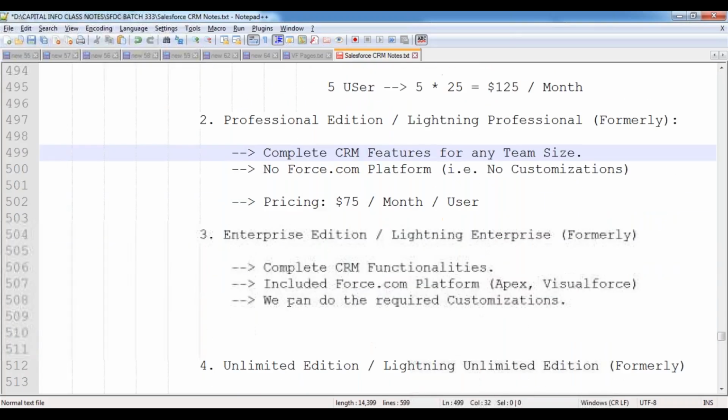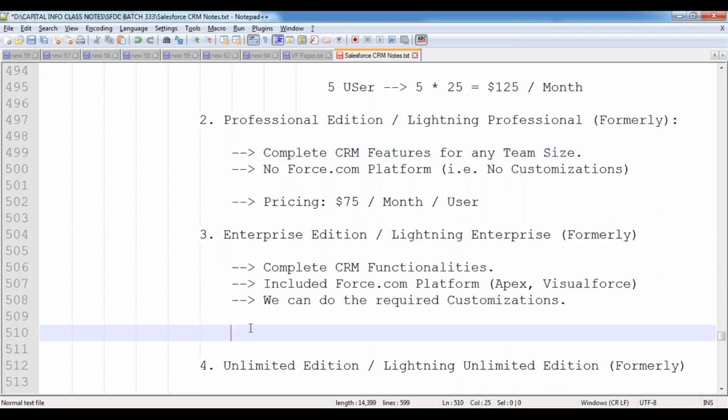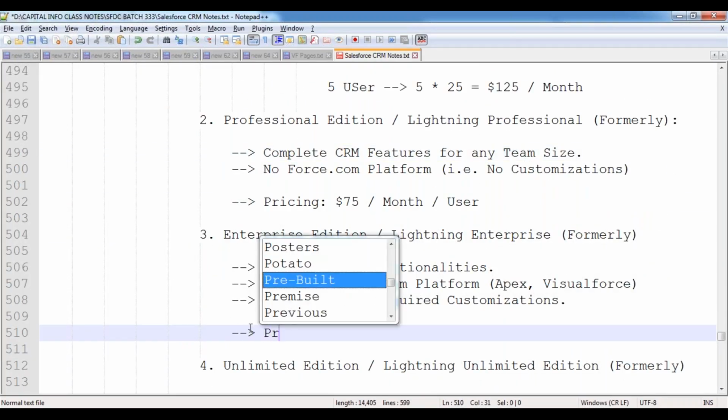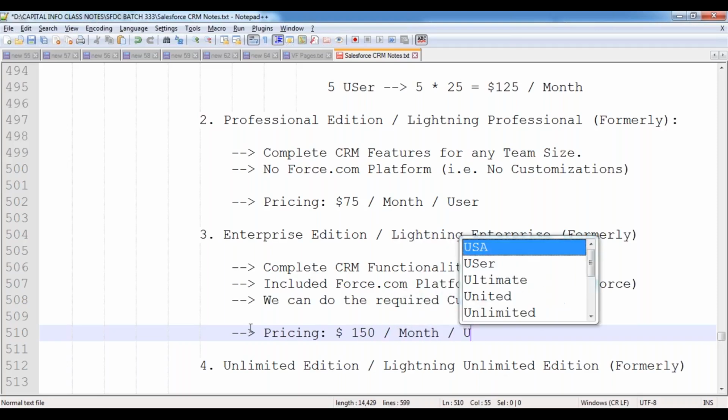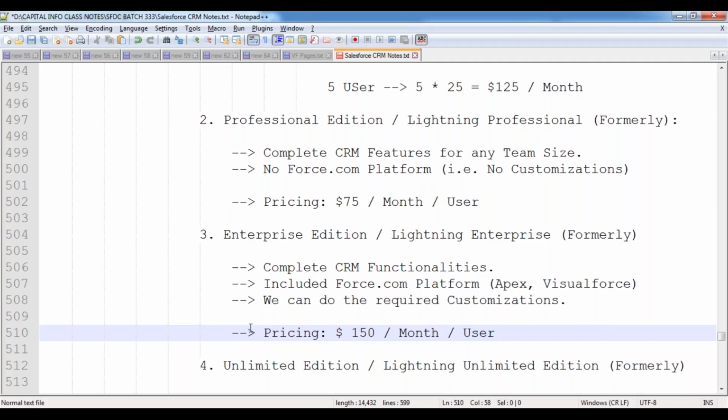Now, if you want to use this Enterprise Edition, each and every Enterprise Edition license costs $150 per month per user license. They are going to be charging $150 per month per user license.